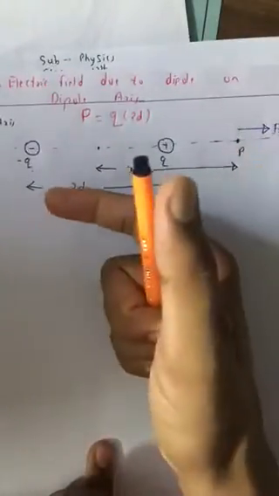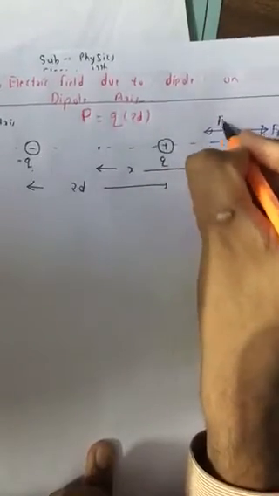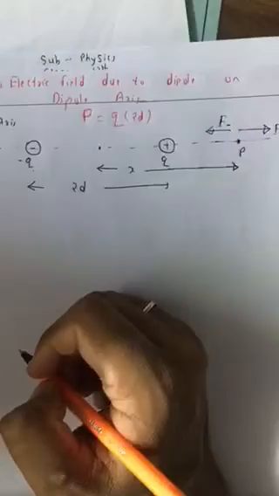So from the positive charge, the electric field will emerge in this direction. So this is the direction of the electric field due to the positive charge, and we know that at a negative charge the electric field enters. So the negative charge electric field will be entering. So this is the direction of the electric field due to the negative charge.